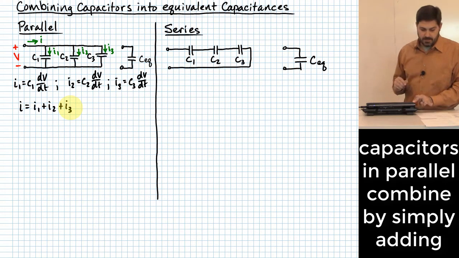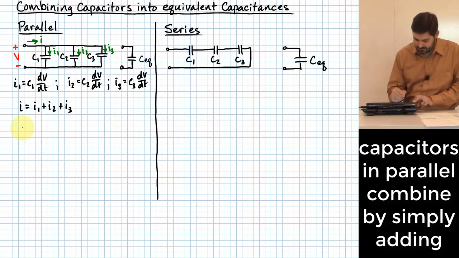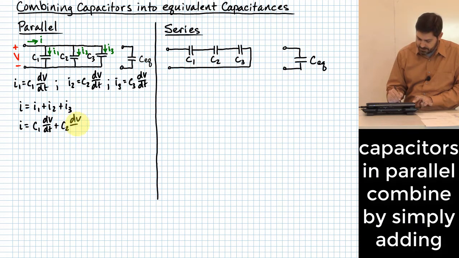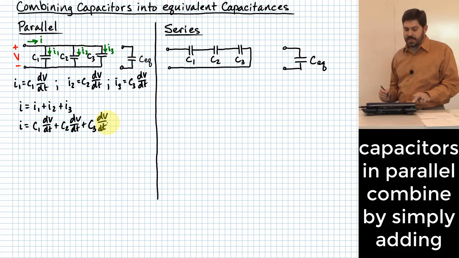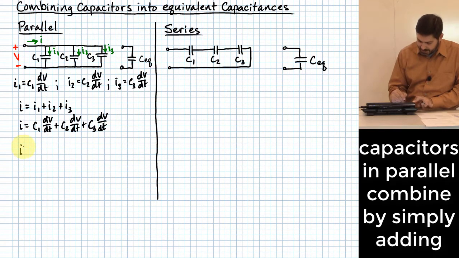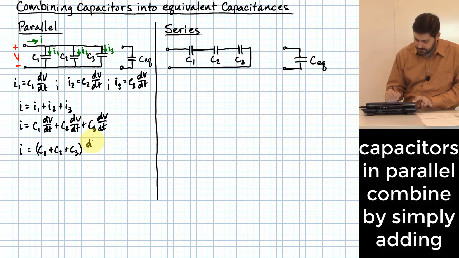And what's that equal to? It's going to be equal to C1 dV dt plus C2 dV dt plus C3 dV dt. What can I do with dV dt? I can factor that out, and I have that I is equal to C1 plus C2 plus C3 times dV dt.